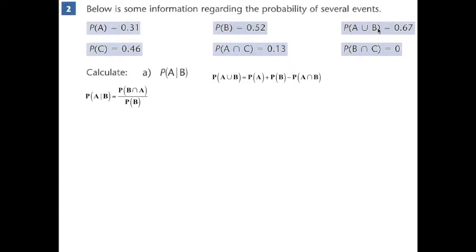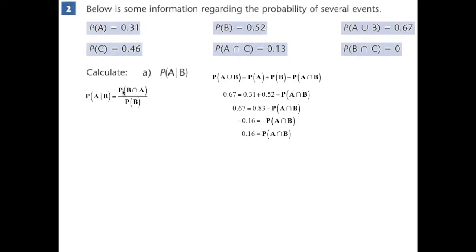We know the probability of A union B is 0.67. We know the probability of A. We know the probability of B. So we can figure out the probability of A intersection B. I'm going to replace what I know. So the probability of A union B is 0.67, the probability of A is 0.31, the probability of B is 0.52. I add the 0.31 to the 0.52, and that gives me 0.83. I'm going to subtract 0.83 from both sides, and that gives me negative 0.16 is equal to the negative probability of A intersection B. Divide both sides by negative 1, and you have 0.16 is the probability of A intersection B.